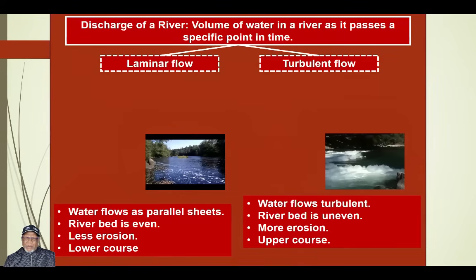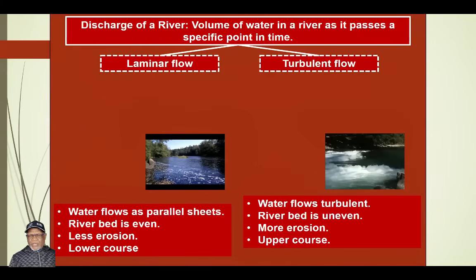Okay. Now, what are we looking at here? We're looking at a river discharge. What is a river discharge? A river discharge refers to the volume of water in a river as it passes a specific point in time. And then this river discharge can be high at a particular point in time, or it can be low.